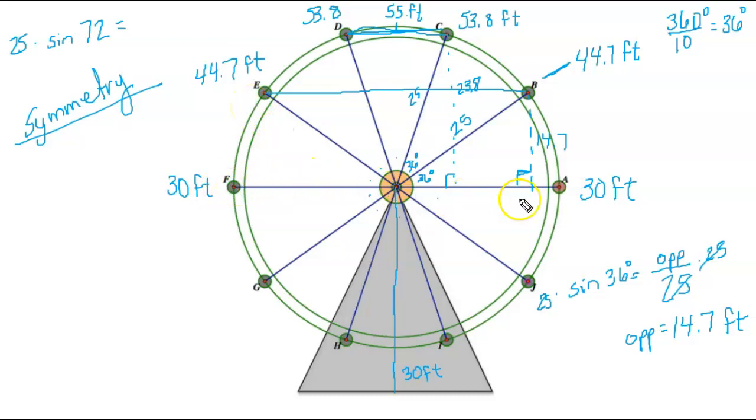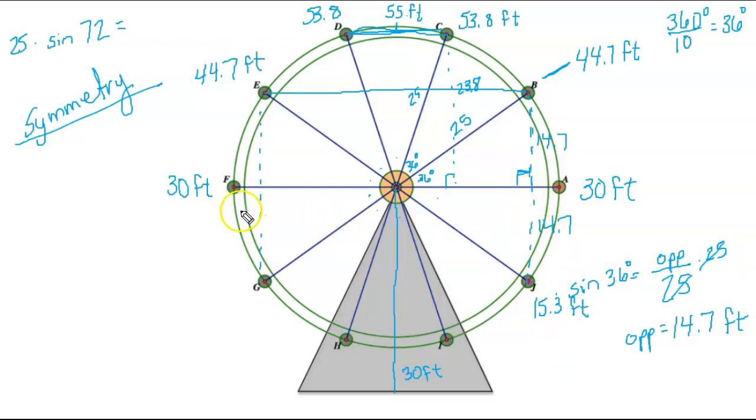Well, then I start thinking about this line of symmetry, the AF line. If I were to fold the circle on the AF line, I notice that E and G line up and B and J line up. They're reflected across this horizontal line. So if this was 14.7 above 30 feet, this one's going to be 14.7 below 30 feet. And when I subtract 14.7 from 30, I actually get that J should be at 15.3 feet.